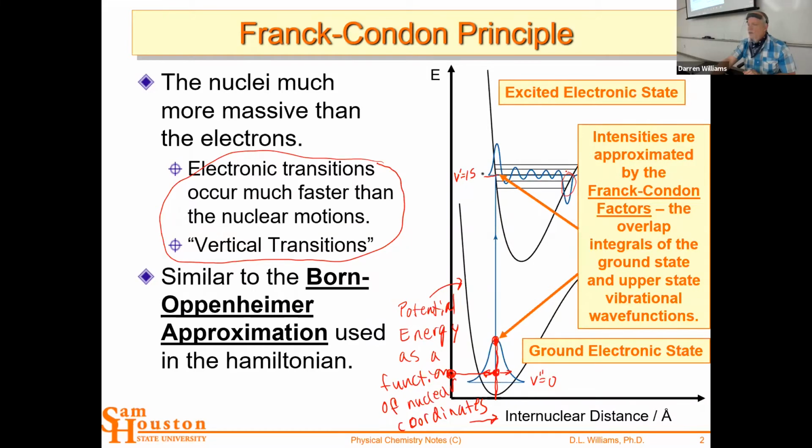If you were to square this wave function, you would have a huge probability of there being a population right here and a fairly large one at the other turning point, and then not so large in the middle. This is kind of classical if you think about the positions of the nuclei.